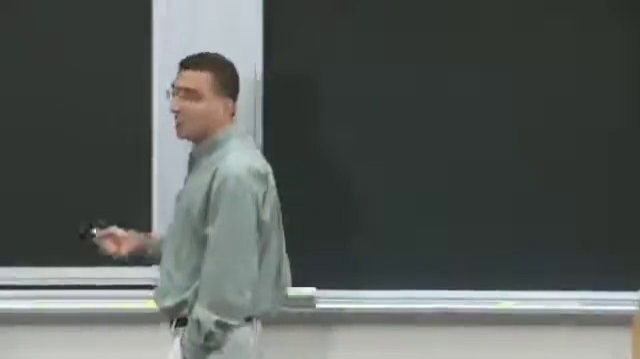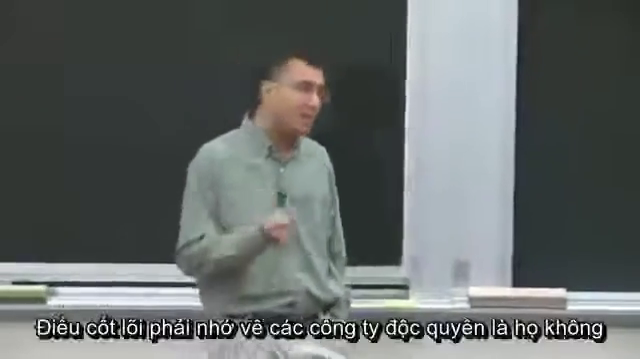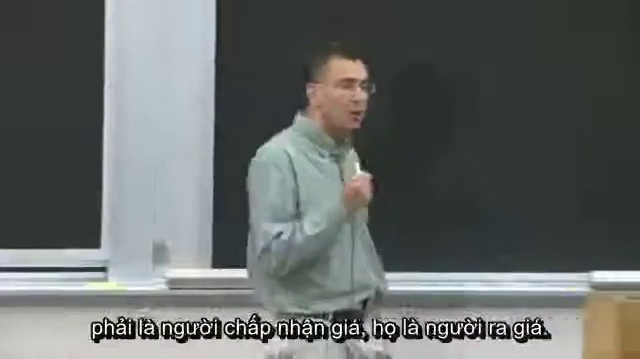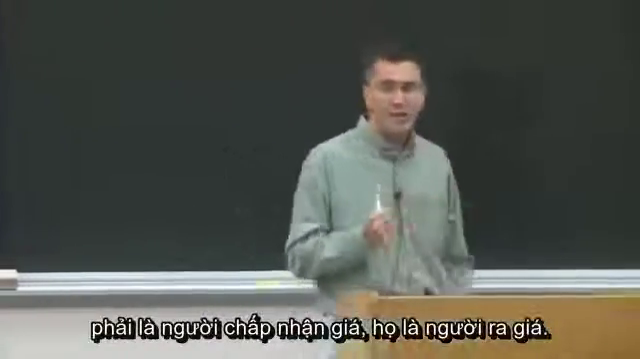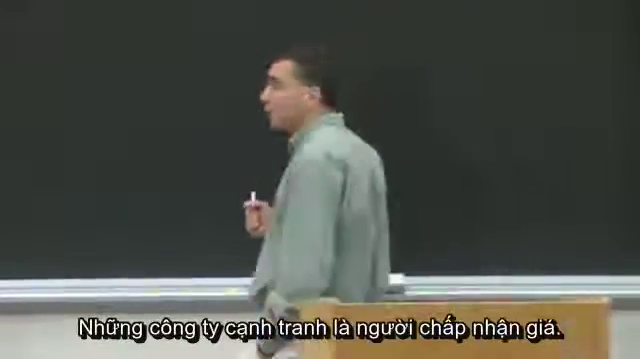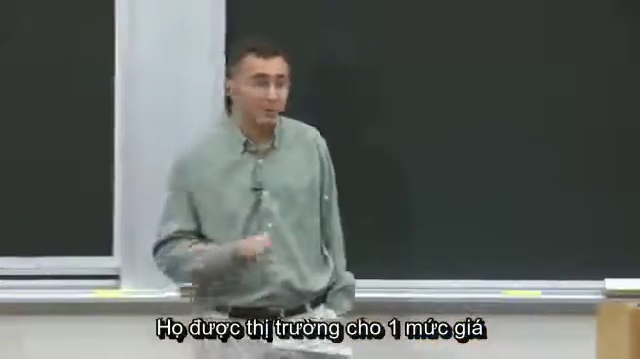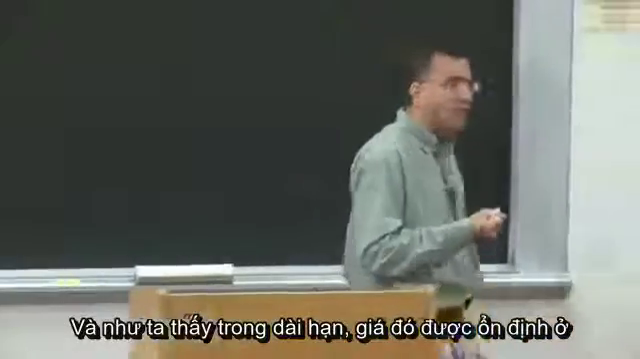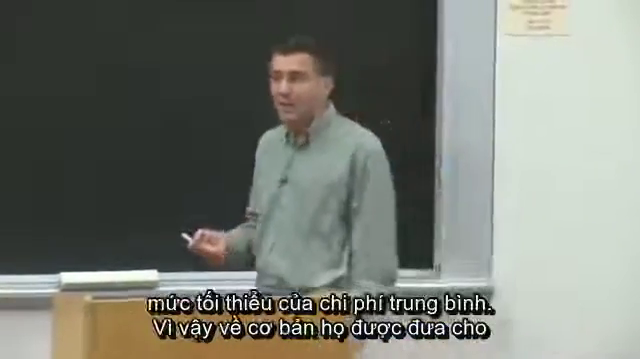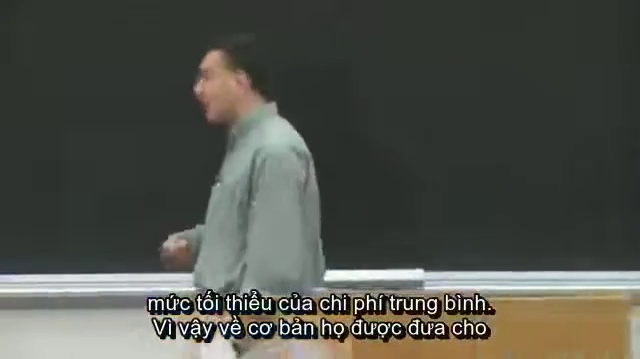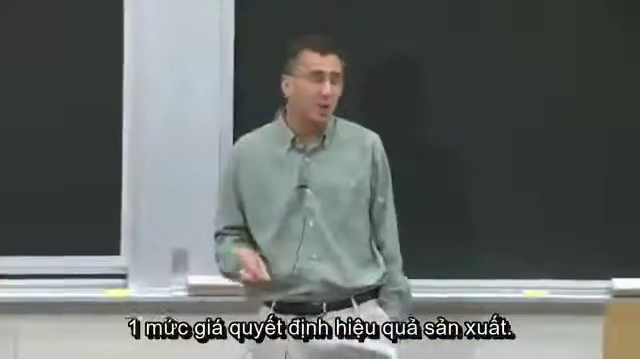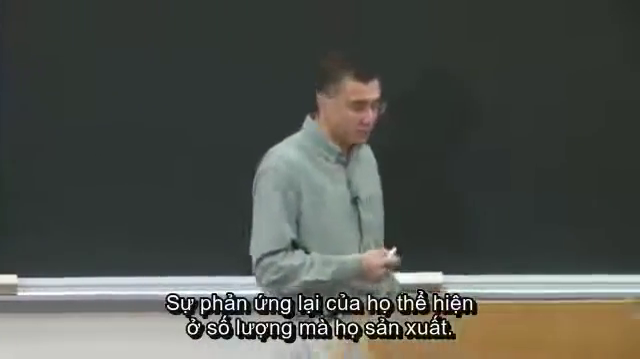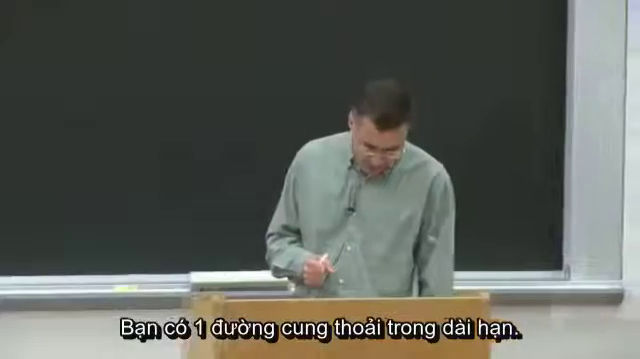And the key thing to remember from monopolies is they're no longer price takers. They're now price makers. Competitive firms were price takers. They were given a price by the market, and they reacted to that. And as we saw in the long run, that price settled at the minimum of average costs. So basically, they were given the price, which dictated production efficiency. They reacted to that in how much they produced. You got a flat long-run supply curve.